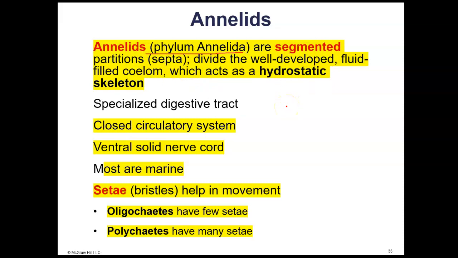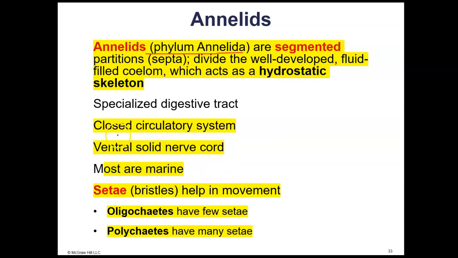So the segmented worms would include the earthworms, but even though the earthworms are terrestrial, their source of water, because they do have to have moisture, is fresh water. But most of the annelids are actually marine. They may not be common to us, but most of the annelids actually live in the ocean.